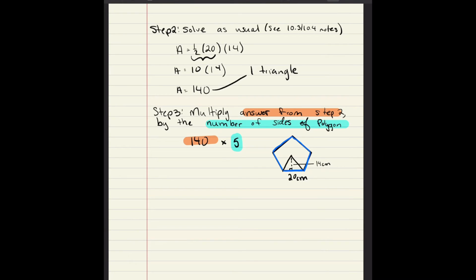So when I multiply this, I have 5 times 0 is 0, 5 times 4 is 20, carry the 2, and 5 times 1 is 5, plus 2 is 7. So my area equals 700 centimeters squared.